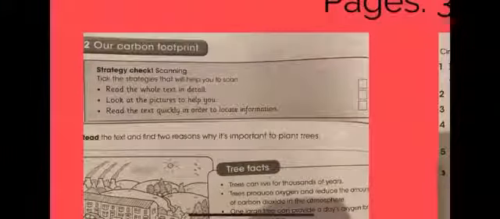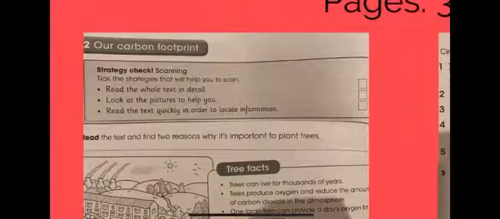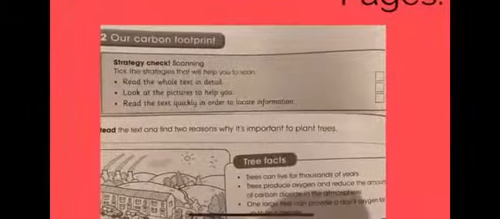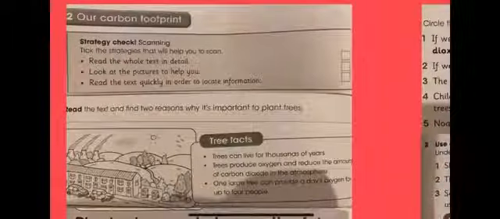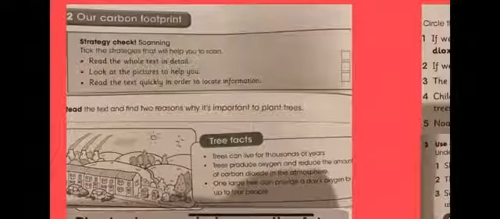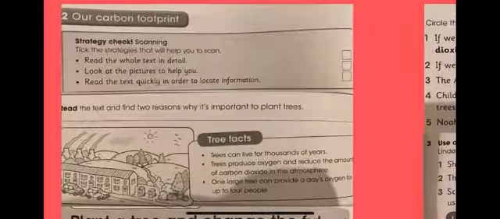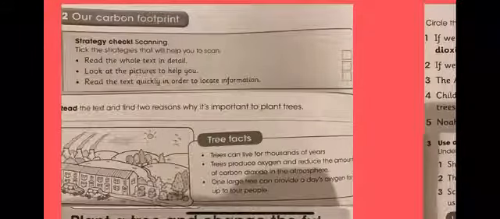Now let's move towards the activity book. Okay, so it's written lesson 2, our carbon footprint. It's your page number 30 and 31. You can open it in front of you. Tick the strategies that will help you to scan. Scanning means, as I told you, that we read the information quickly just to get the main idea. So here are some strategies that will help you to scan, and when you use these strategies to read the text, you have to tick them.